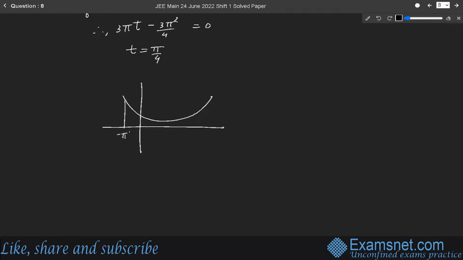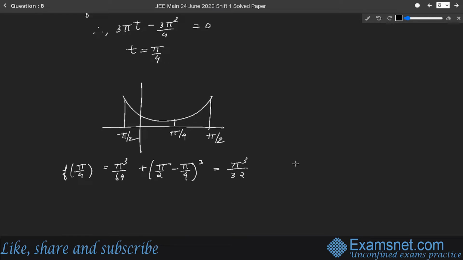This will be minus pi by 2. This will be plus pi by 2. And this is pi by 4. Therefore, the maximum value is at minus pi by 2 and the minimum value is at pi by 4. So, f of pi by 4 will be equal to pi cube upon 64 plus (pi by 2 minus pi by 4) whole cube, which is equal to pi cube upon 32. And f of minus pi by 2 will be equal to minus pi cube upon 8 plus pi cube. So this will be equal to 7 pi cube upon 8.